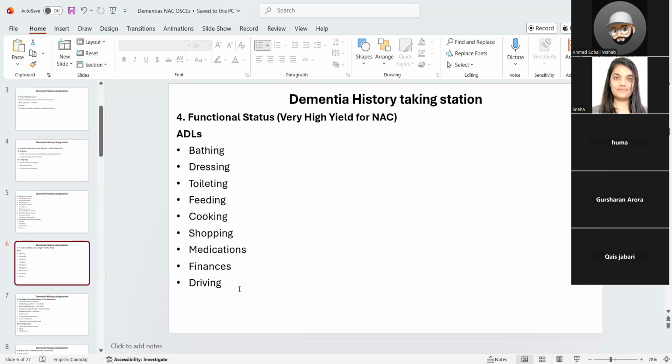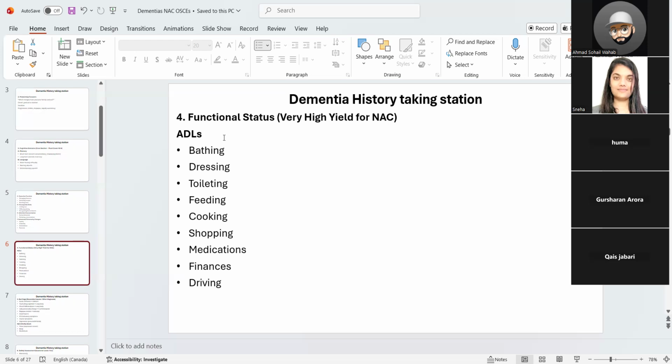Now, normal aging versus dementia. In normal aging, the patient may be a little forgetful, but their activities of daily living are usually not affected. This is a very small difference between normal aging and dementia. So how do we differentiate dementia from normal aging? Patients in both cases may be a little forgetful, but in dementia, they are functionally impaired.